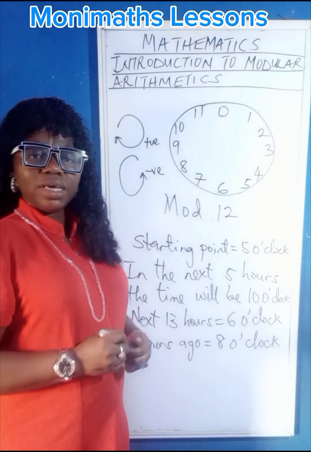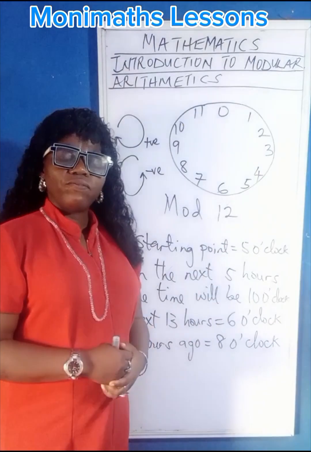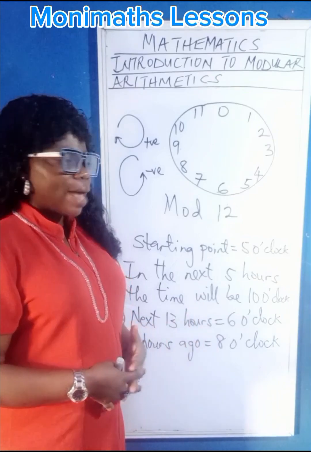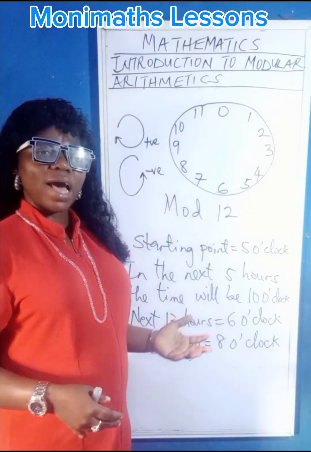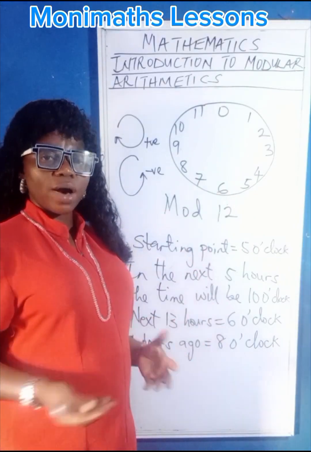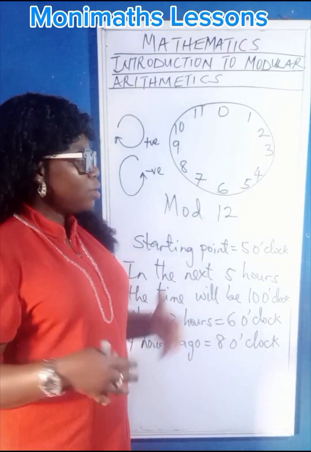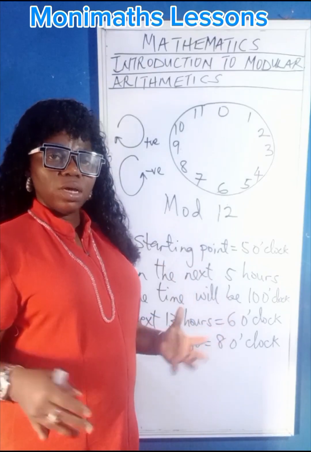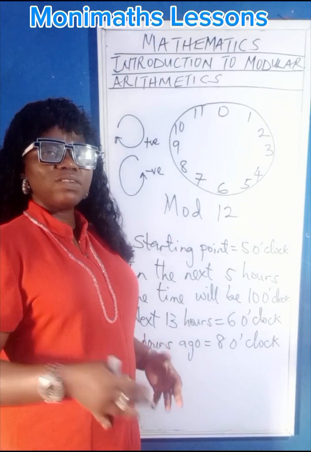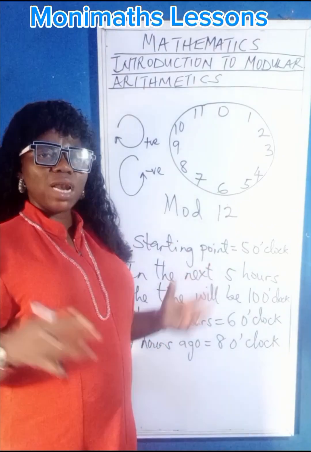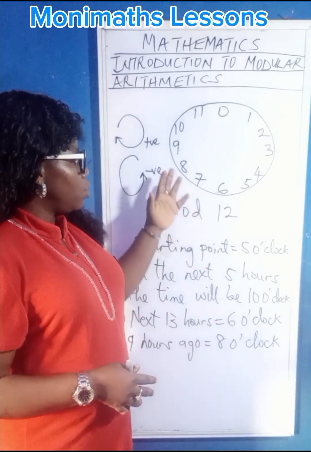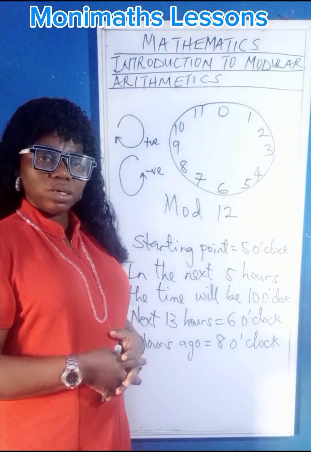All these are very easy to count on the face of the clock. But by the time we start having bigger numbers, like when I ask what was the time in last 50 hours, last 24 hours, and so on, then we have bigger numbers to deal with. You can also be asked what is going to be the time in the next 300 hours. Then you have a large number for you to deal with. And I am going to show you how we deal with that.